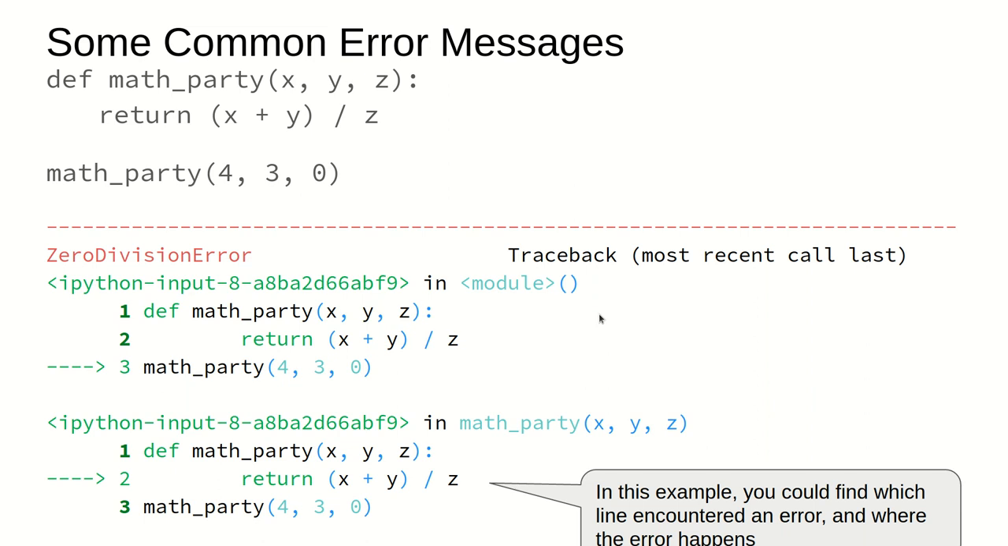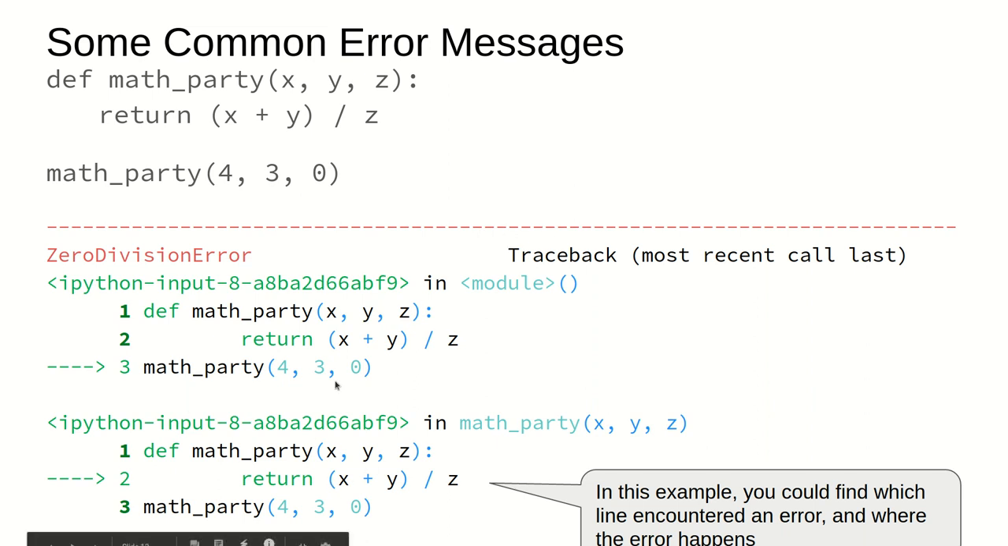Here we have another error. It is a 0 division error. I've attempted to divide by 0, and it's telling me I attempted to divide by 0 here at the line x plus y divided by z, which is a little confusing to me because I said z. Z is not necessarily 0, but Python is kind enough to give us what's called a traceback.